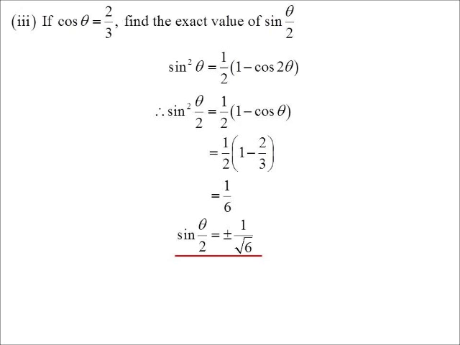Two possibilities there, plus or minus 1 on root 6. So again, without more information, I don't know whether it's positive or negative. I guess it just depends where theta lies in the quadrants as to what theta on 2 would be. So I'd need more information to go further than that. So at this stage, best we can say, plus or minus 1 on root 6.